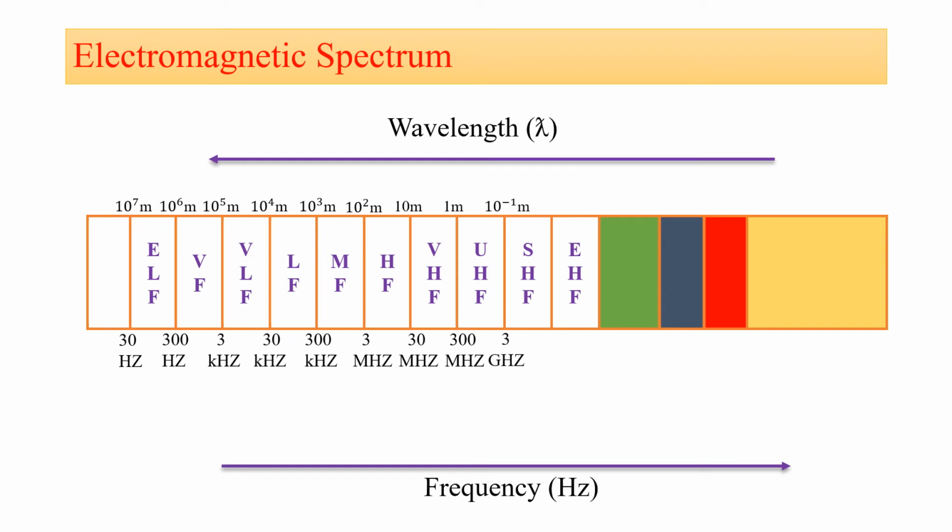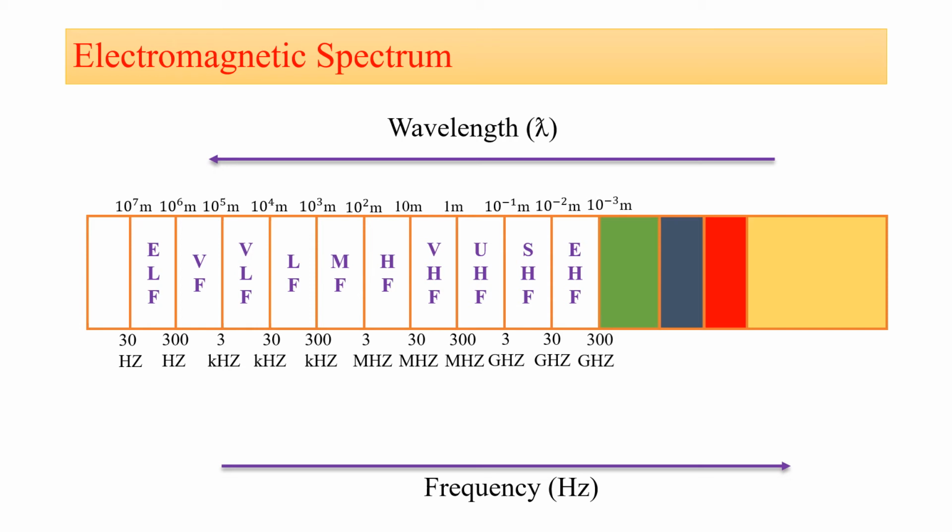Next frequency band is the UHF, that is ultra high frequency, and the frequency range for the ultra high frequency is in between 300 MHz to 3 GHz, and the wavelength is in between 10 raised to minus 1 meter to 1 meter. Then the next frequency band, that is SHF. SHF is also called super high frequency, which has the frequency in between 3 GHz to 30 GHz, and the wavelength is in between 10 raised to minus 2 meter to 10 raised to minus 1 meter.